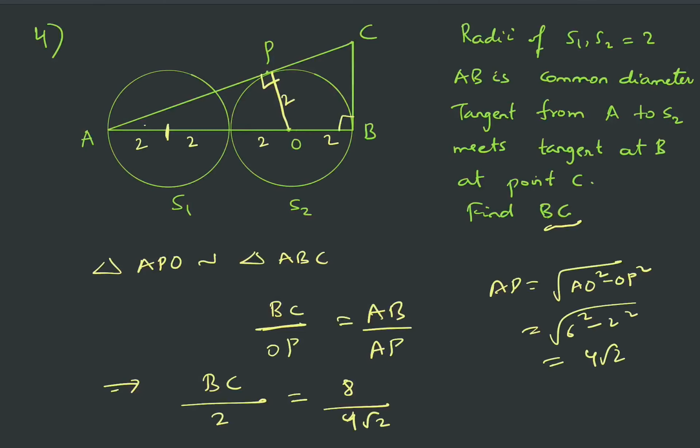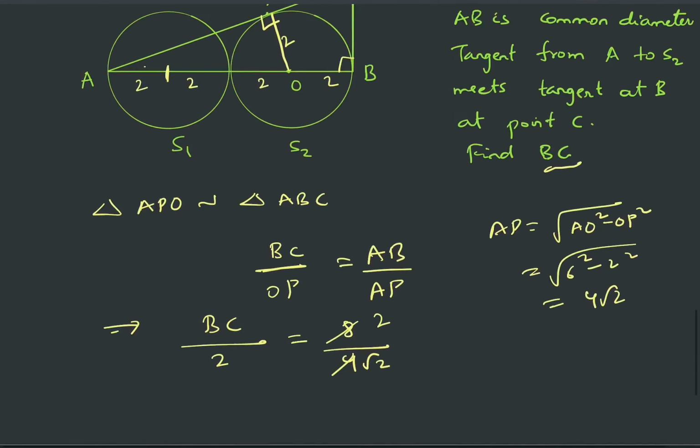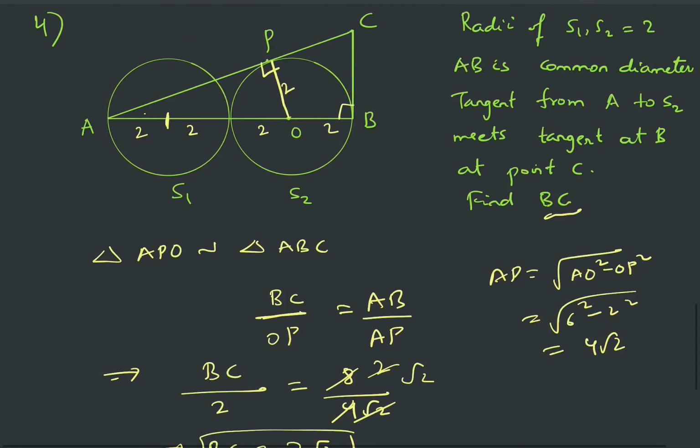So root 2 times root 2. So then BC is nothing but 2 root 2. Okay. So the length of BC we have found out as 2 root 2.